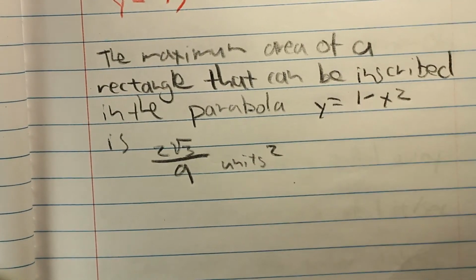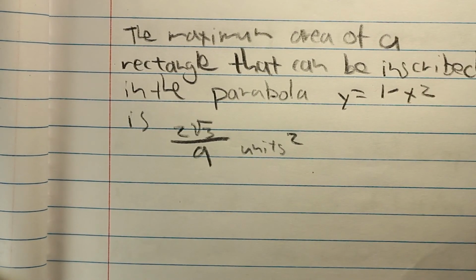So the statement for this question is the maximum area of a rectangle that can be inscribed in the parabola y equals 1 minus x squared is 2 root 3 over 9 units squared. Always be sure to use the units, and in this situation units were not clearly defined, so just put units squared. Thank you very much.